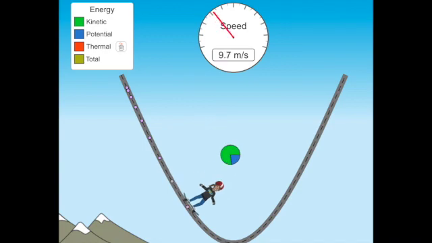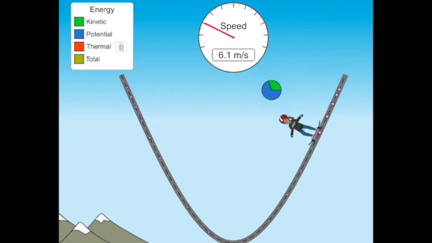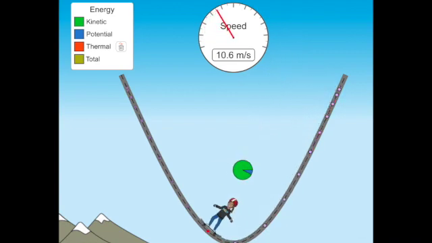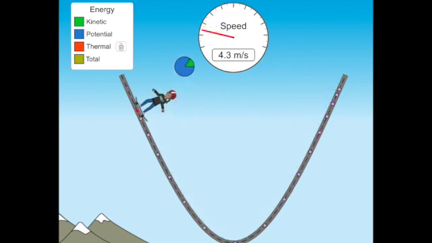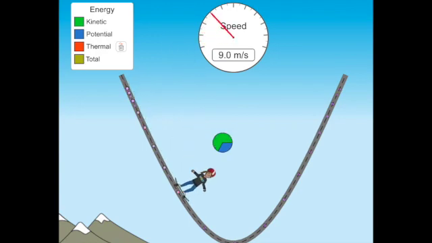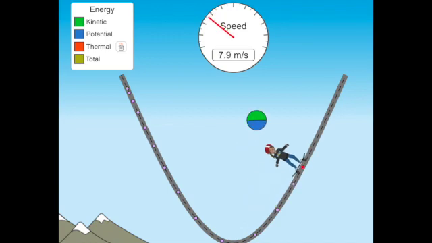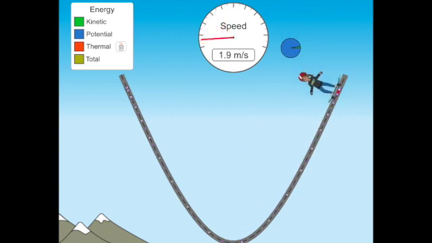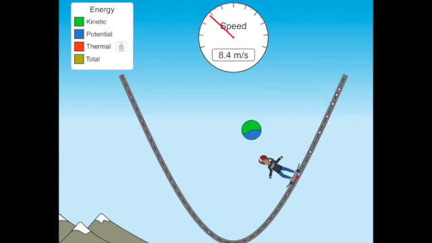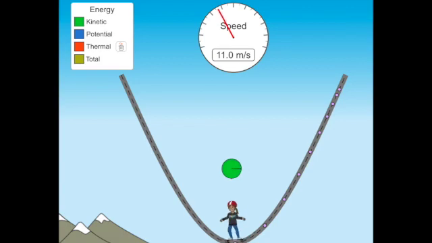In this example, we have an animation of a skateboarder. As she moves up and down the ramp, we can see the pie graph change from the percentage of kinetic to potential energy that she's using. As she reaches the top of the ramp, she has the greatest potential energy. As she moves down the ramp and her speed increases, her kinetic energy increases.